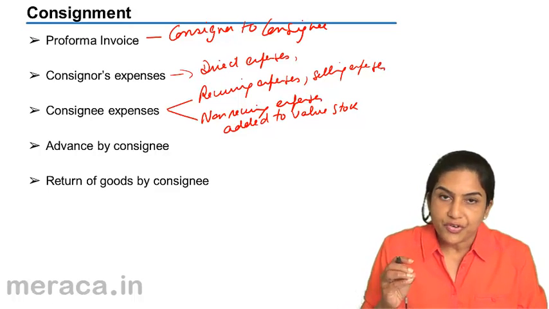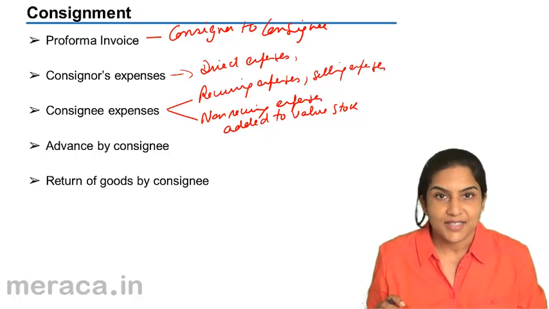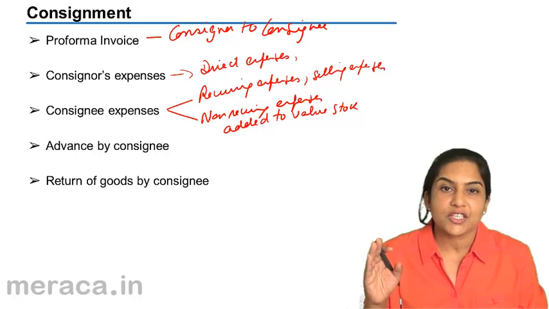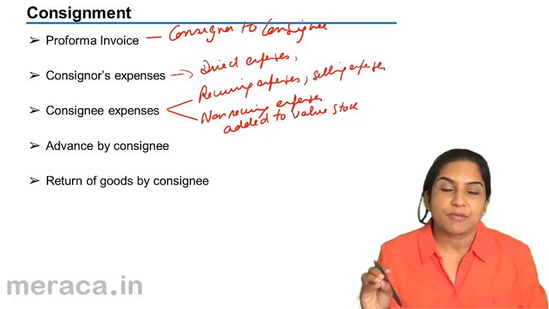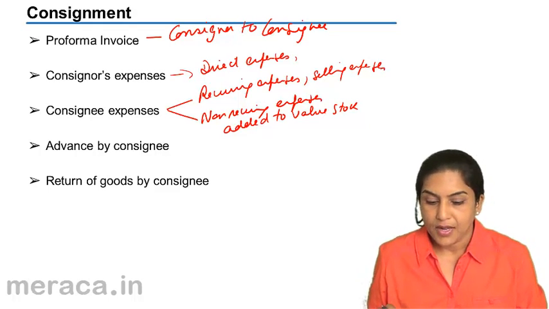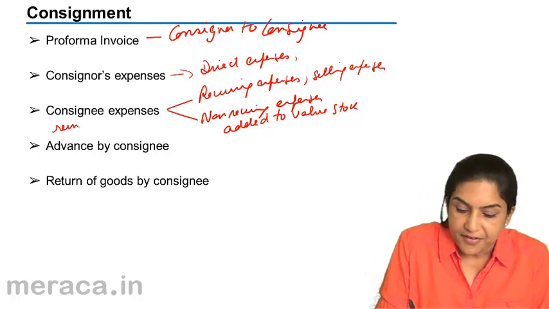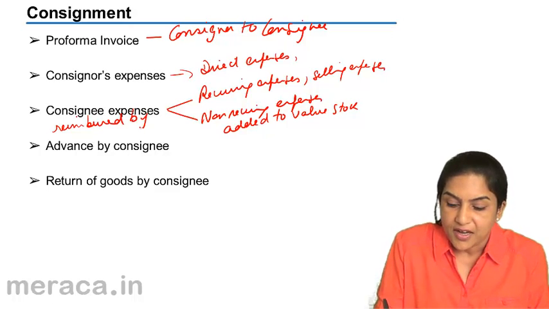After the goods reach the warehouse of the consignee, if rent is paid, or if insurance is paid for storing the goods, these are not included as part of the cost of the consignment stock. But whatever the consignee's expenses, these are reimbursed, usually by agreement, by the consignor.